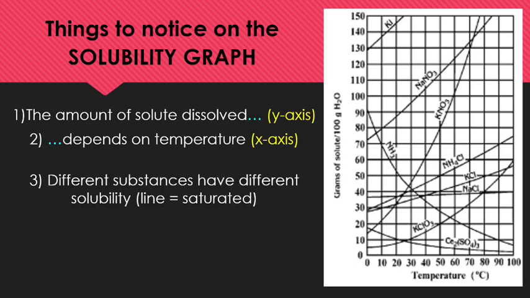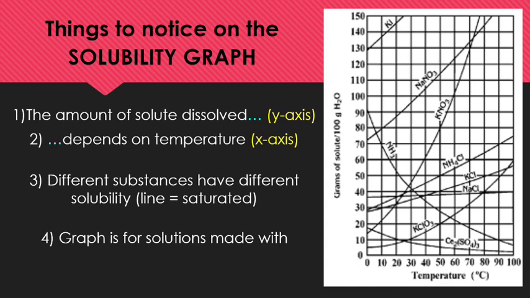And if we look and we see all these different lines, the different substances have different lines, which means they have different solubility levels, and that line represents saturated. Anything below that line for that substance would be unsaturated. Think of that as under our saturated line. It's unsaturated. Over the line is going to be oversaturated or supersaturated. So we're going to be talking about that as we go through.